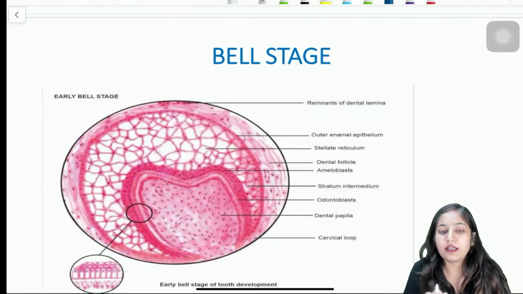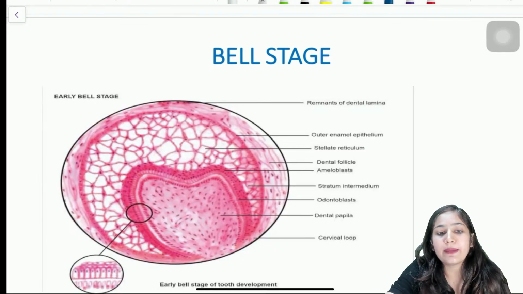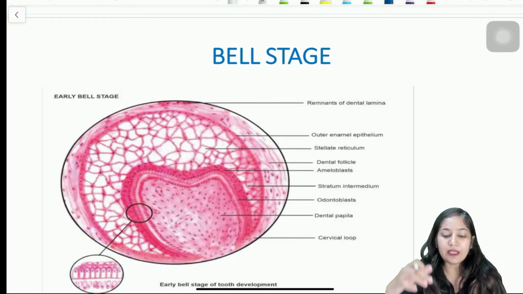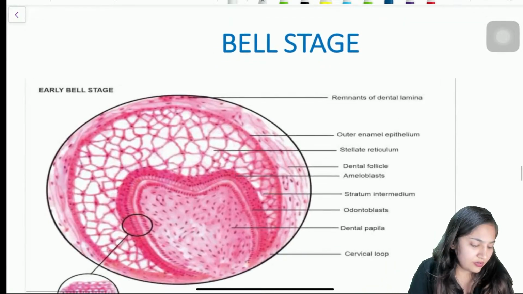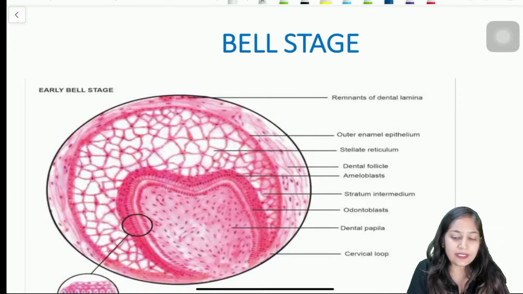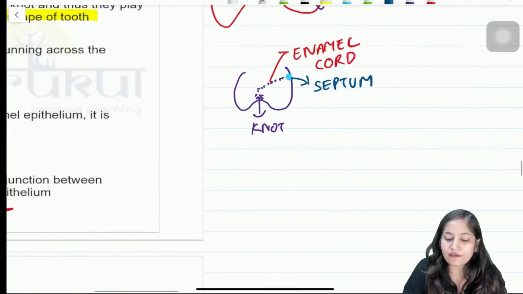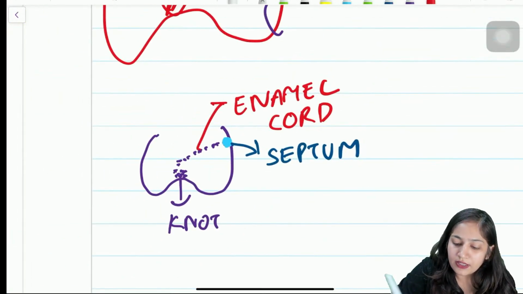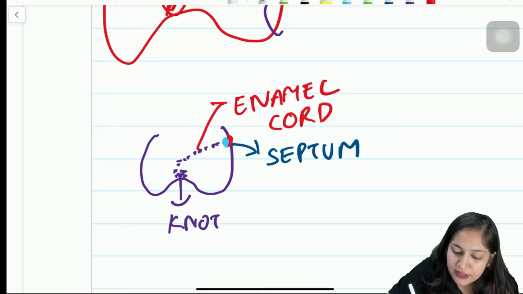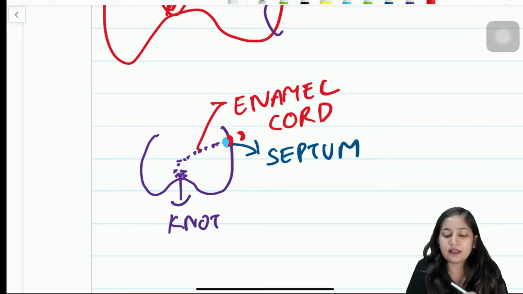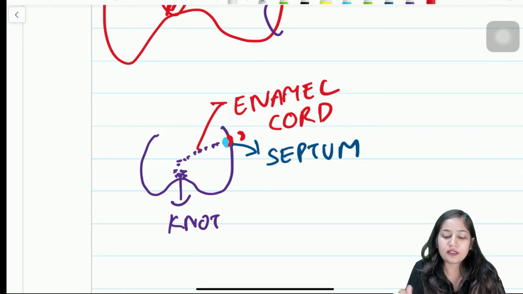So now we will be discussing about bell stage, right? Coming to bell stage. Okay, Abhishek is asking about enamel navel. Enamel navel is small depression which is present at the junction of this. So here during the junction we will have a small depression present, just like our navel. So it is named as navel.